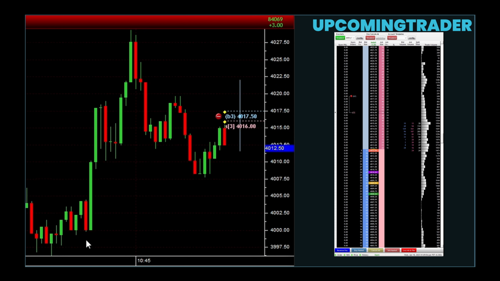Flags and pennants are continuation patterns that occur after a significant price movement, followed by a period of consolidation. These formations generally indicate that the previous trend will resume. If the price breaks out of a flag or pennant and crosses an exponential moving average, it signals that the previous trend is likely to continue with renewed strength. Watching how the price interacts with the exponential moving average during the breakout phase can help determine if the trend is genuine or if it might fail.